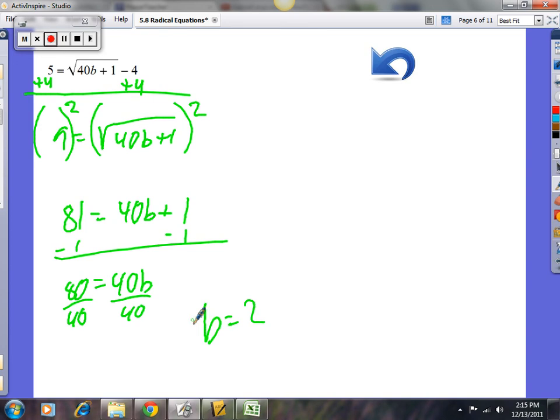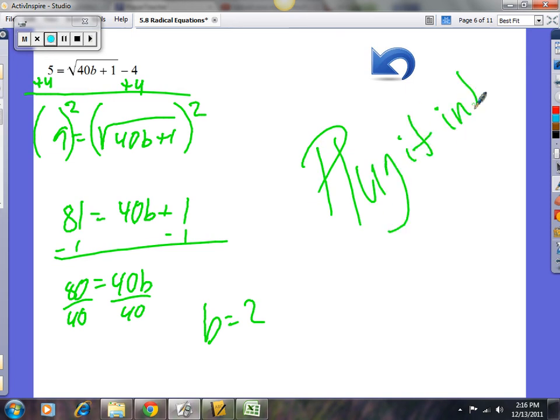Here's what you have to do. To figure out if it is it, you have to plug it in. And you can kind of do it in your head. And if it does equal 5, then we're good. If it does not equal 5, then it's false, and that's going to be no solution. So let's plug it in. 2. What is 40 times 2? What's 80 plus 1? What's square root of 81? What's 9 minus 4? So see, plugging it in is not too much.